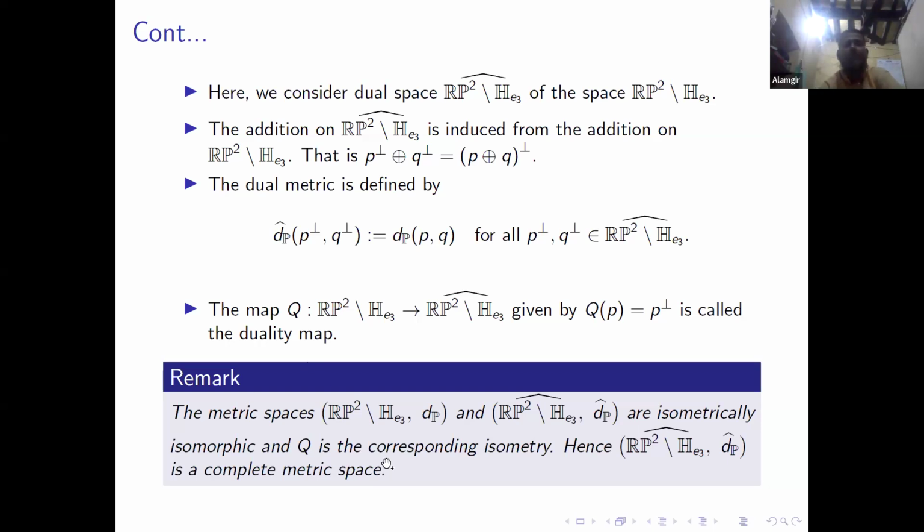And this is the remark that this space RP2 minus the point, with respect to the positive metric, and the dual space with respect to the dual metric are isometrically isomorphic, and Q is the corresponding isometry. Hence, this dual space with respect to the dual metric becomes a complete metric space.